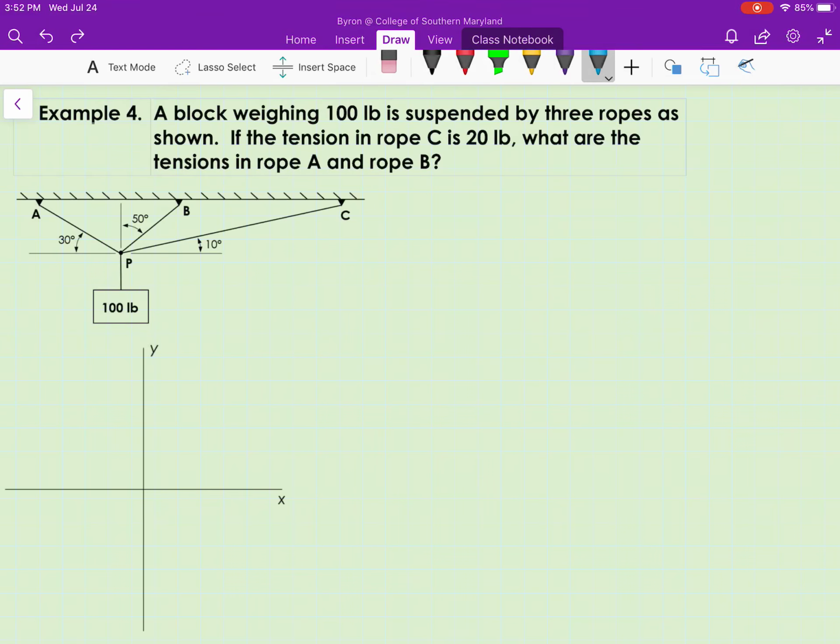Let's look at this 2D equilibrium example problem. We have a block weighing 100 pounds suspended by 3 ropes as shown in the figure. We know that the tension in rope C is 20 pounds. Given that, what are the tensions in rope A and rope B?